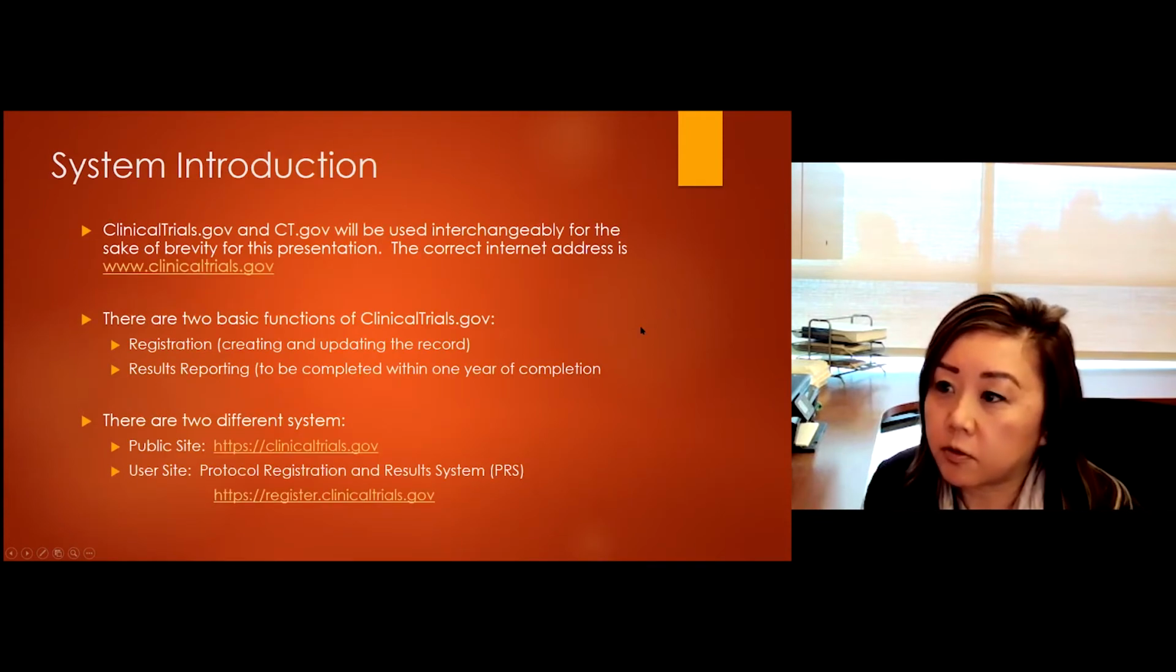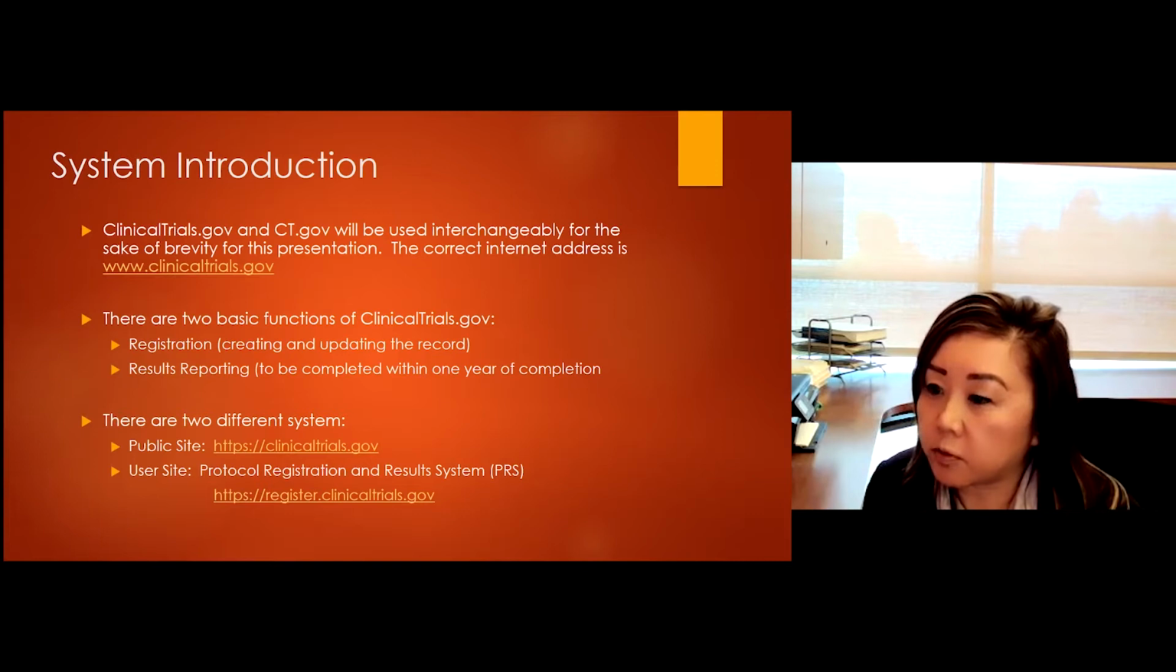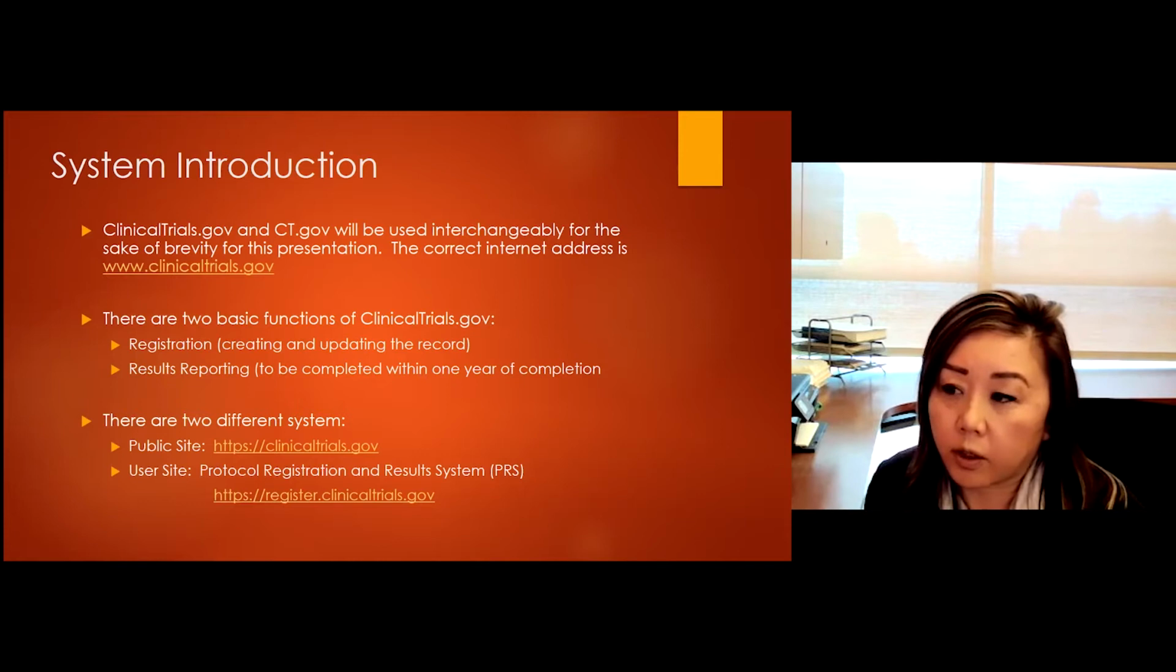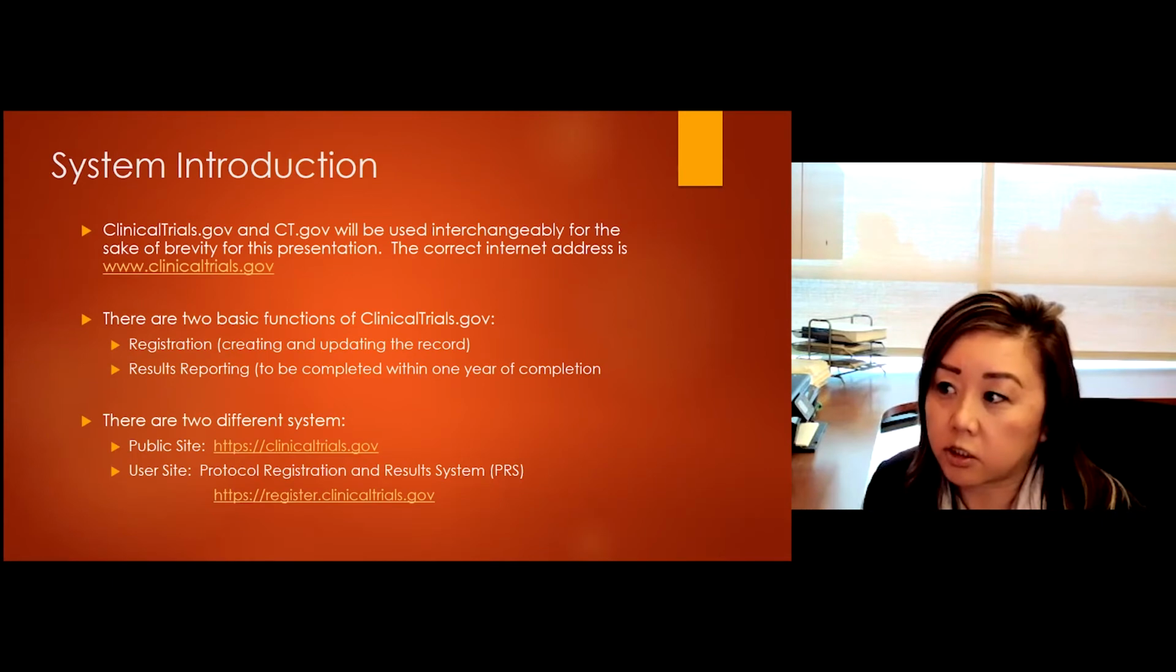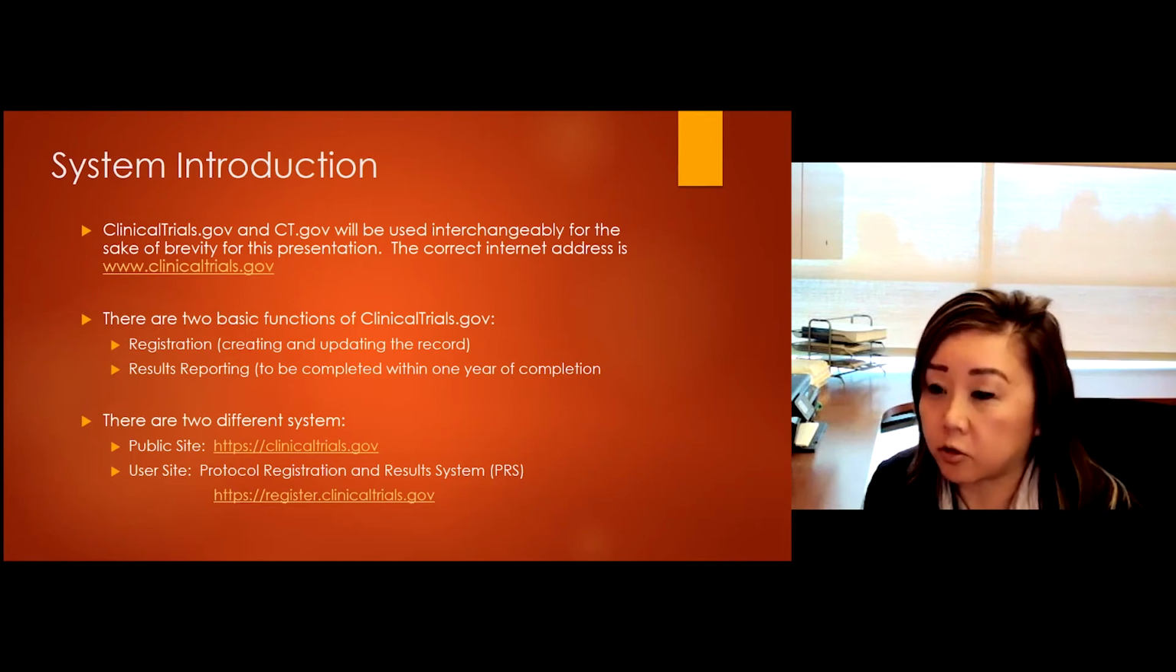So just in terms of a system introduction, clinicaltrials.gov, and sometimes I'll use ct.gov just to shorten it, will be used interchangeably just for brevity of the presentation, but the correct internet address is www.clinicaltrials.gov. And this is actually the public site where you would register your study, and it would be a register throughout the nation where the public can access and look for clinical trials, and just look and see what the updates are and types of clinical trials that are out there recruiting. And even the results that come about from those studies.